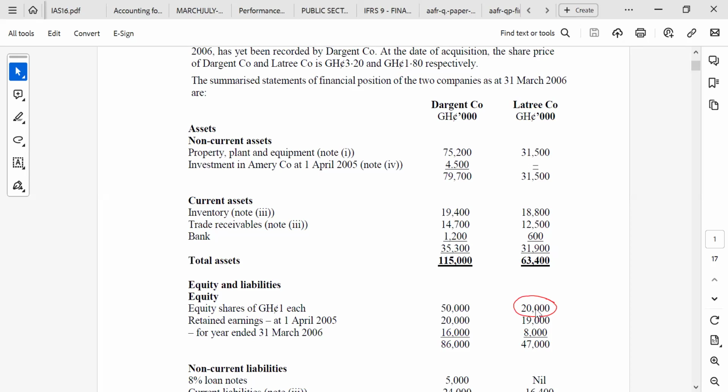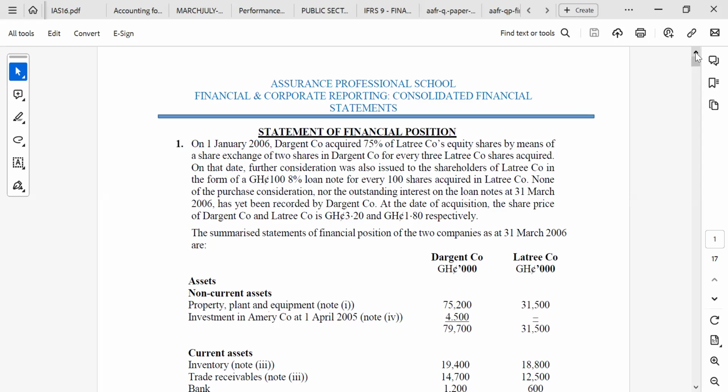So you first of all have to determine the share that they are buying. The total number of shares is 20 million, but they are buying only 75%. So what portion of that will represent the 75%? 15,000. Okay, so that will be 15,000.